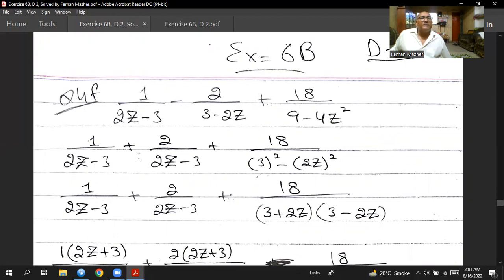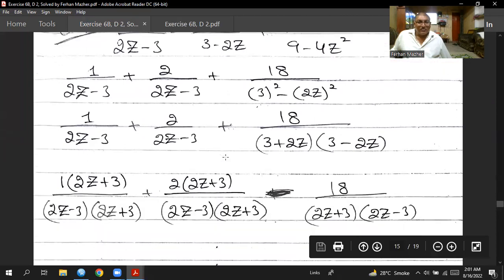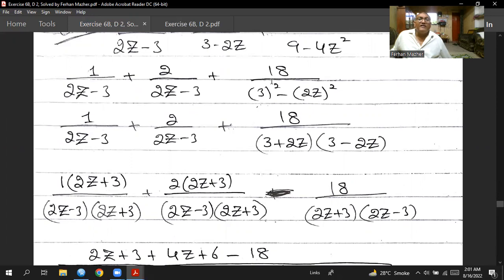So this will become plus. So here you will have plus 1 by 2z minus 3 plus 2 divided by 2z minus 3. So they are same. So plus 18 divided by, this is 3 square, this is 2z whole square. So this will become, their denominator is same. Okay, here you have 18 divided by 3 square minus 2z whole square. So 2 perfect squares, you have negative between them. So this can be written as 3 plus 2z and this can be written as 3 minus 2z.